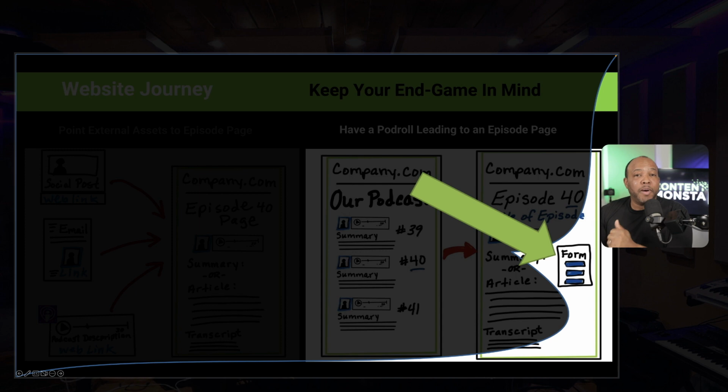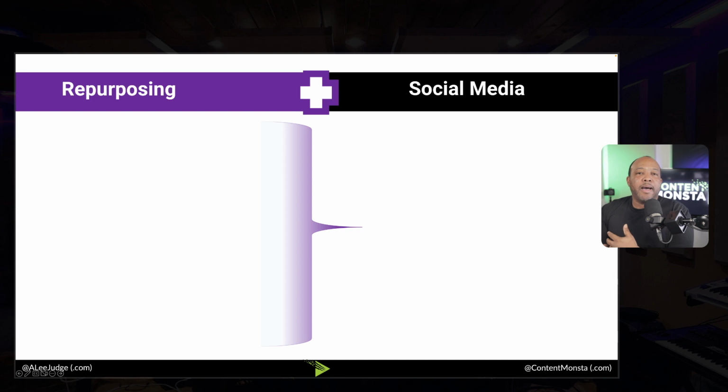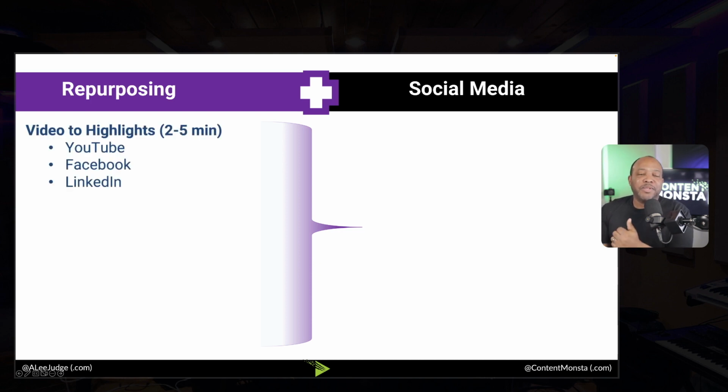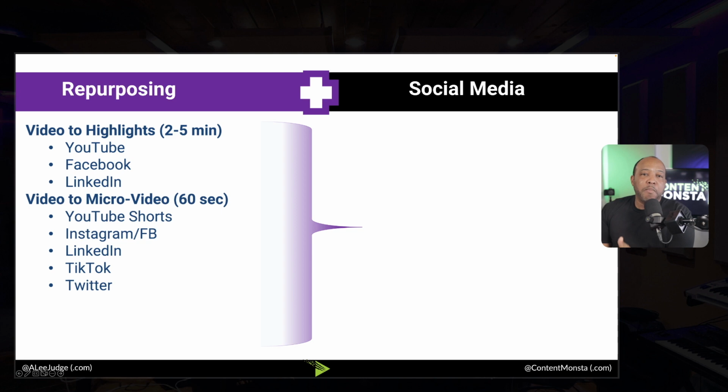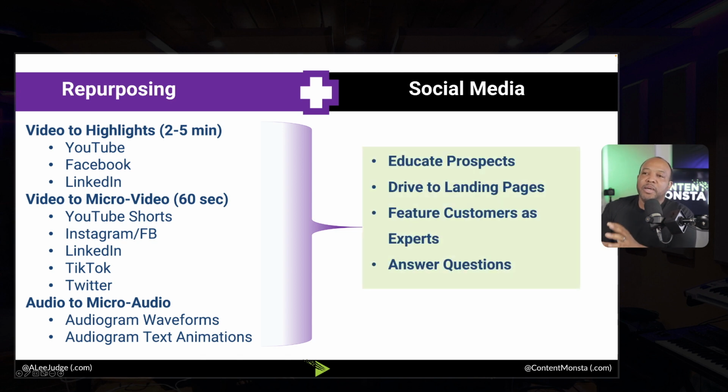Again, we're talking about building pipeline. We have to know who these people are. And so some of this content that you're going to be using, of course, you want to repurpose. Now you have your video highlights, your YouTube links, your LinkedIn posts, all feeding back to your website. You can create micro content for LinkedIn, TikTok, and Twitter, as well as micro content from your audio. All of this information should be serving to educate your prospects and drive them to landing pages. You want to feature your customers as experts and answer questions. All of these things will help drive them to your website and then ultimately to your form.